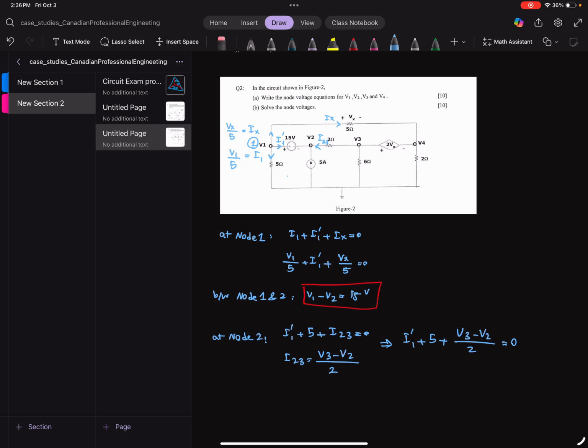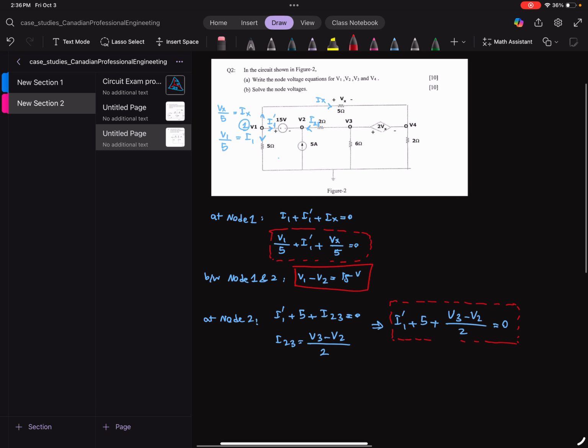Okay, this is kind of like another equation, but we have to get rid of I prime 1 and replace it with V1 and V2. We have another one here, but I'm going to put these in dash because they're not complete equations of exactly V1, V2, V3, V4. Okay, so we went at node 2. Now we can go at node 3. So you see, I'm using the nodes and then also the voltages compared to each other.